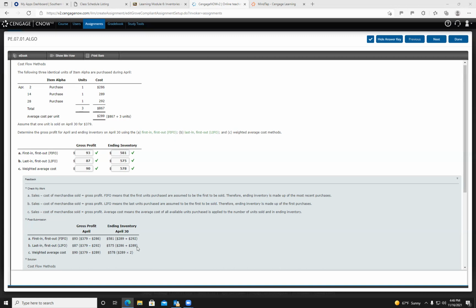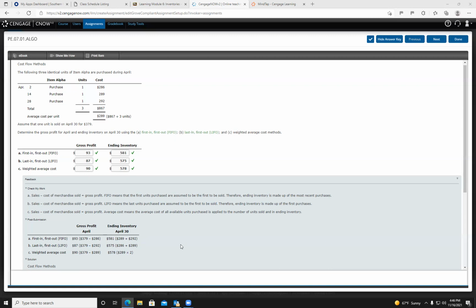All right, so then what you're going to do down here is take the total sale price, which is $379, and subtract out the average cost per unit, which is $289. If you see down here, that's exactly what they did. They took $379, subtracted out the average cost of $289, and your gross profit is $90. Now you have 3 units, you sold 1, so you have 2 units remaining. So you take that average cost, $289, multiply it by 2, and that gives you your ending inventory balance of $578.